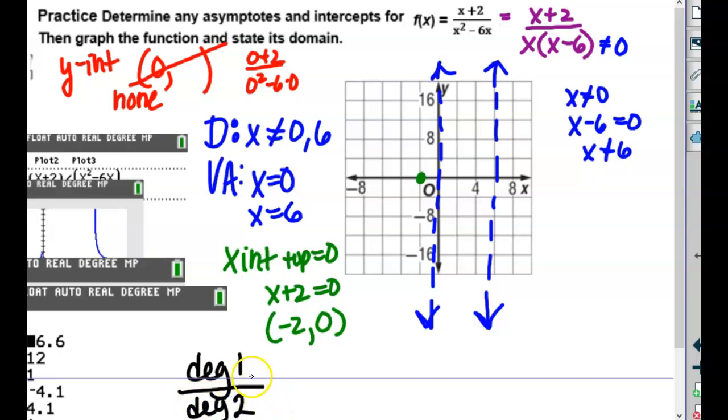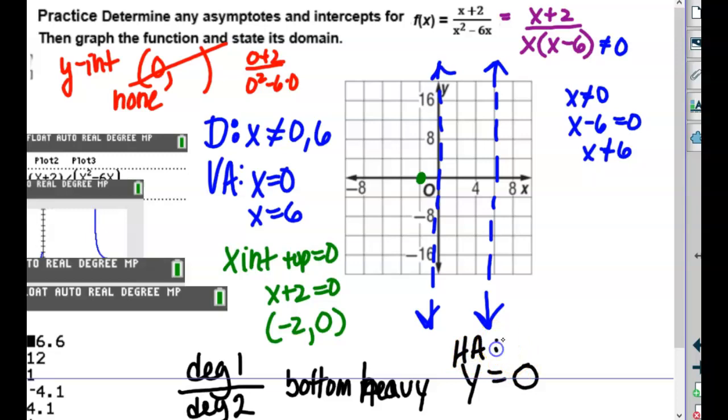And what is the rule when it is degree 1 over degree 2? That means it's bottom heavy. There's more x powers on the denominator. It just says it approaches y equals 0 as a horizontal asymptote.